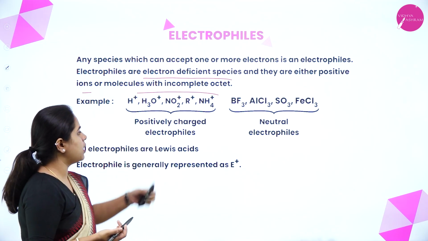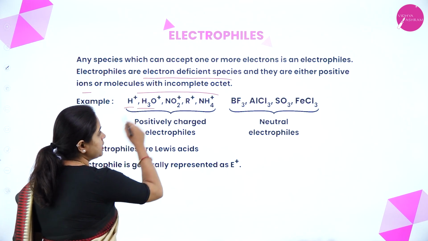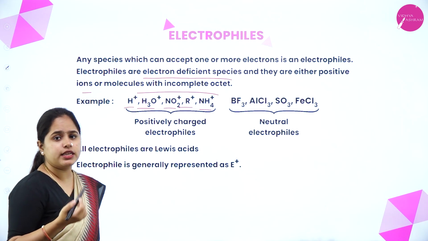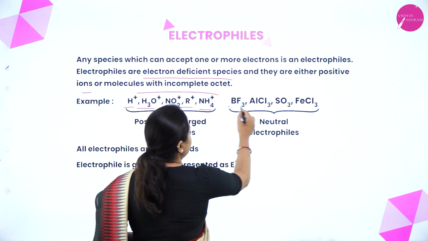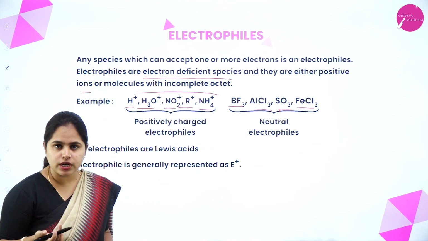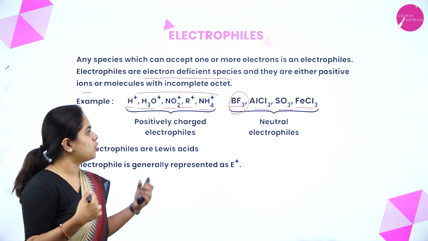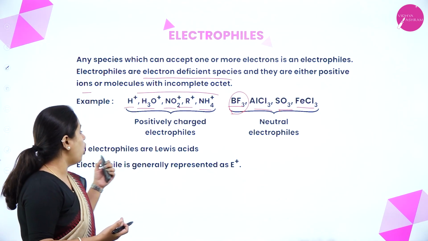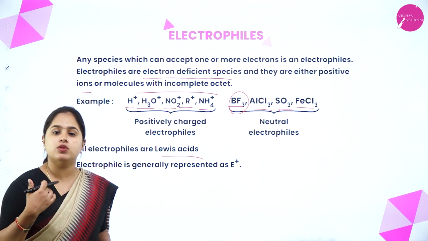These are a few examples of positively charged electrophiles: H+, H3O+, NO2+, R+, and NH4+. All these come under positively charged electrophiles. And BF3, AlCl3, SO3, FeCl3 are neutral electrophiles. BF3, we know that it is having incomplete octet. So all these are examples of electrophiles. And all electrophiles are Lewis acids, just as all nucleophiles are Lewis bases.